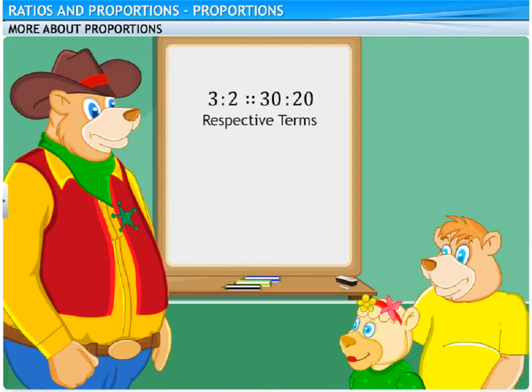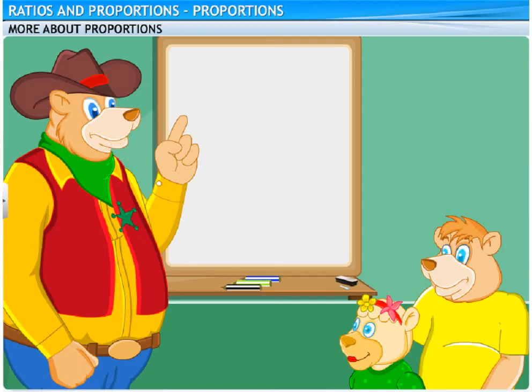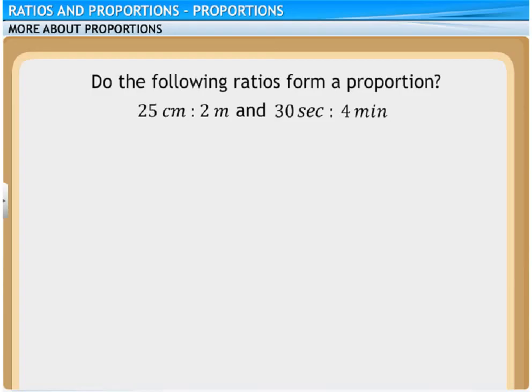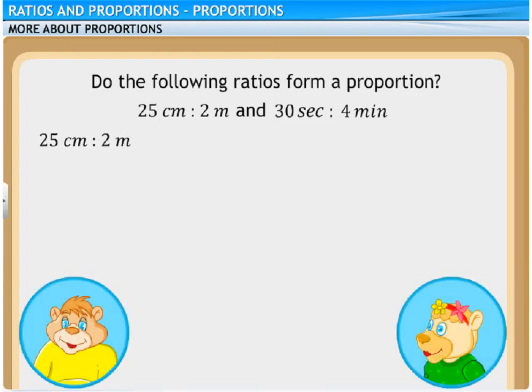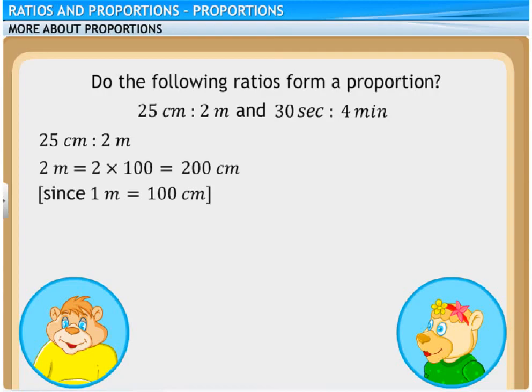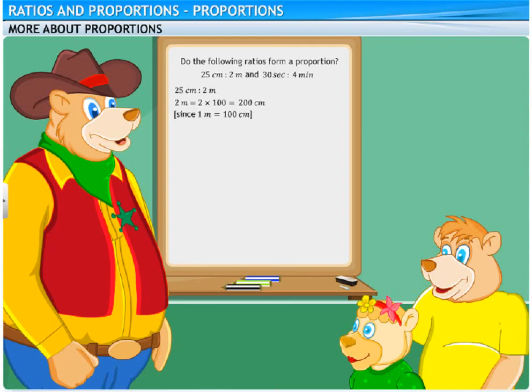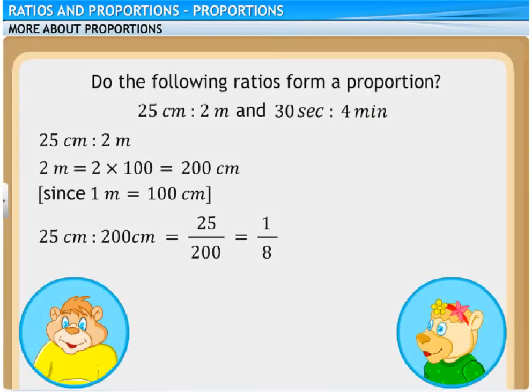That's nice to know. Let me check if you two have really understood proportions. Now tell me, do the following ratios form a proportion? First and foremost, the quantities in the ratio should have the same units, but here the quantities are in centimeters and meters. So, we convert 2 meters into centimeters by multiplying 2 with 100 centimeters. This gives us 200 centimeters. Good going, son! So the first ratio is 25 centimeters is to 200 centimeters.